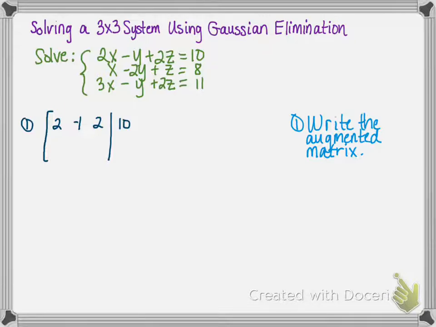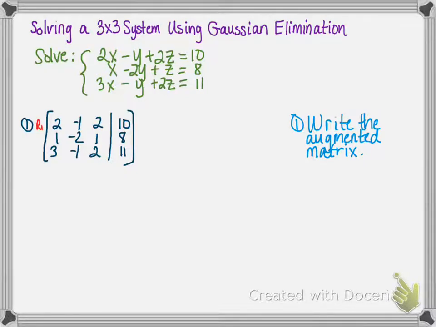For the second equation, for x, I write 1. For -2y, I write -2. Plus z, I write 1. And on my right-hand side is 8. My last equation, 3x, I write the 3. Minus y, I write -1. Plus 2z, I write 2. And my right-hand side is 11. This is my augmented matrix.